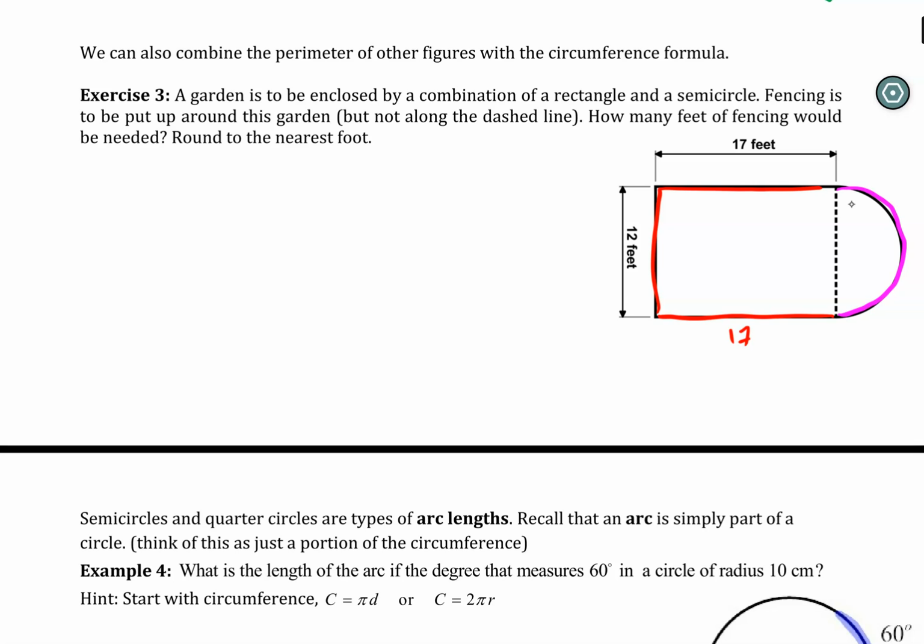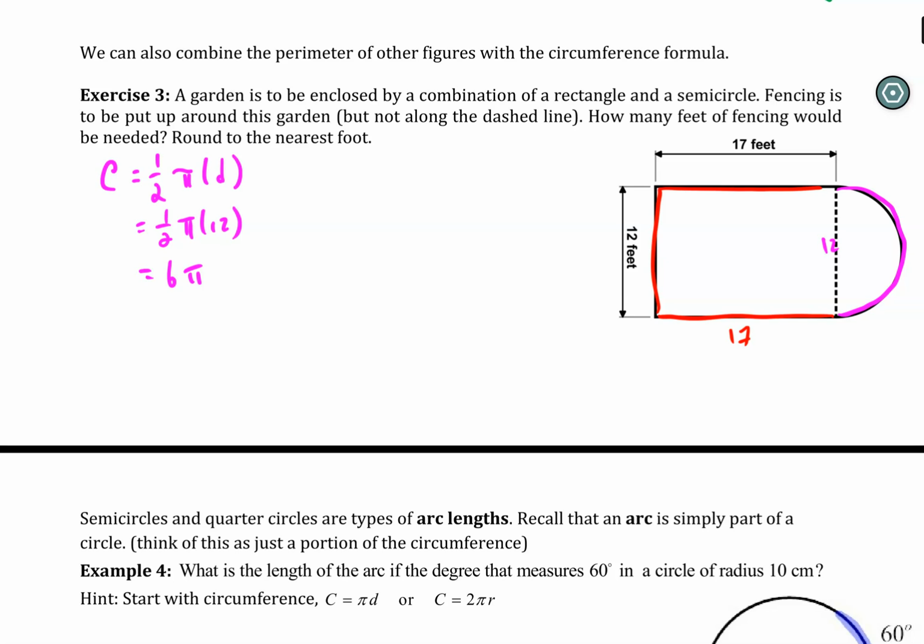So let's take off to the side here. Let's do that part first. So the circumference of that, again, it's not a whole circle. It's only half of it. So it's going to be half pi times the diameter. Right? We do know that the diameter is 12 because, again, this is a rectangle. So this is also 12. So I'm going to have 1/2 pi times 12. So that's 6 pi.